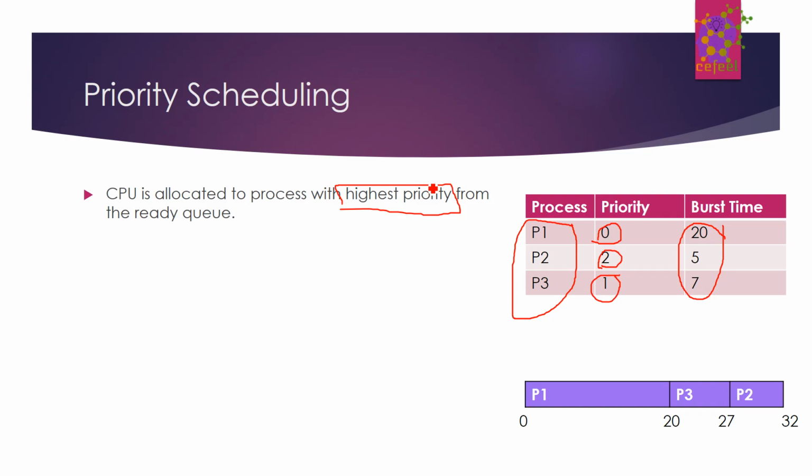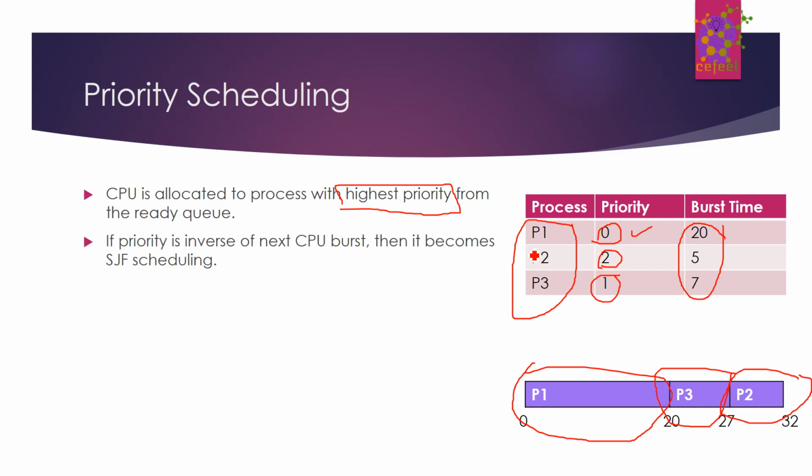So because P1 has the highest priority, as it has 0, we will ensure that P1 runs first on the CPU, followed by the next priority, which is P3, followed by P2. This scheduling doesn't take care of the burst time or whether the process came first. It just makes sure that the process with the highest priority gets the CPU first. Notice that in this case the processes were non-preemptive, which means there was no time slice and the CPU was only released voluntarily by the process.